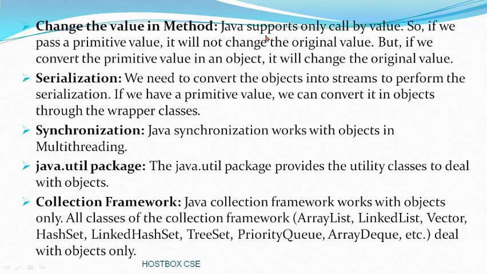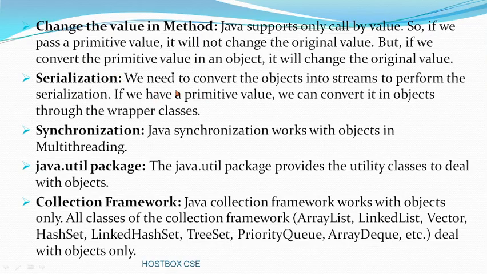That means, generally Java supports only call by value. So if you pass a primitive value, it will not change the original value. But if you convert the primitive value into an object, what will happen? It will change the original value. Let's go through examples so you can understand.